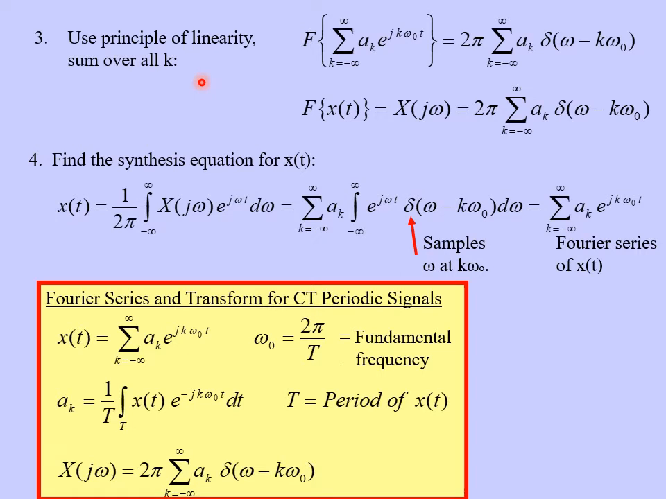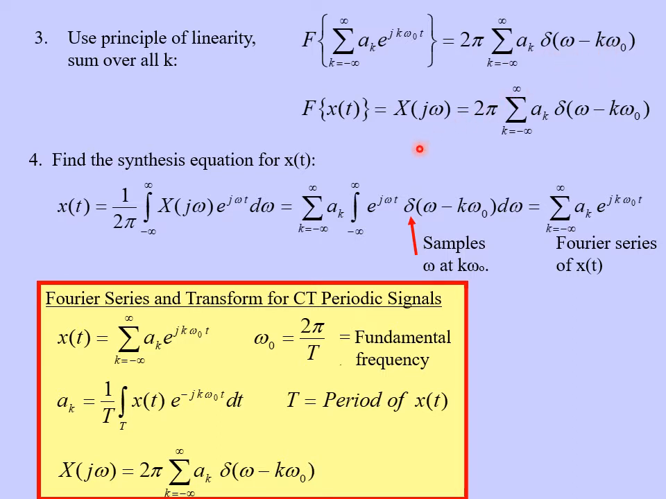Now, of course, we're not done. All we've done so far is find the Fourier transform of just one of those infinite terms, but we need to find the Fourier transform for all infinite number of them. Well, that's not as bad as it sounds, because we know that the whole signal x of t is just a sum of all these terms. Therefore, the Fourier transform is going to be the sum of all these delta functions.